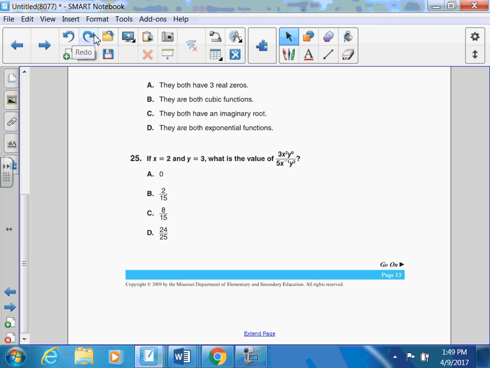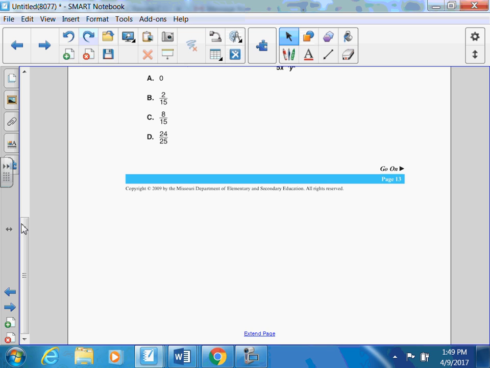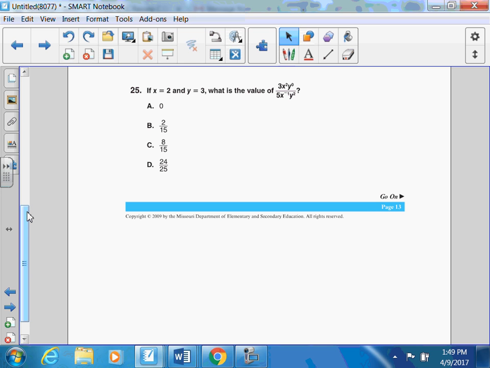All right, 25. What is the value of the expression given? So let's plug in numbers. We're going to actually, before we do that, let's try to simplify if we can.